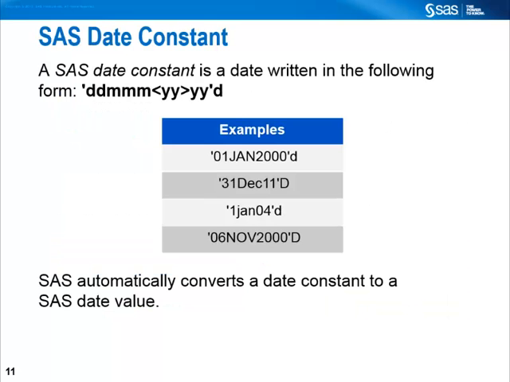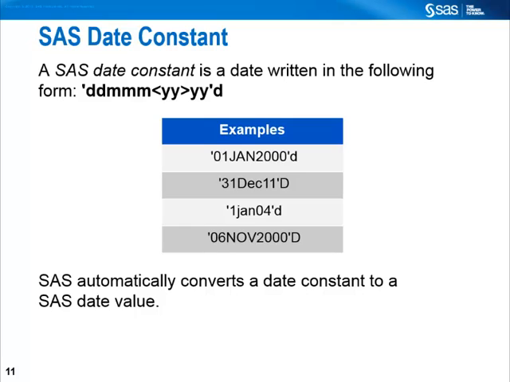SAS date constant. This seems to be confusing a lot of times, so you need to take care of this topic very carefully. A SAS date constant is a date written in the following form only. That is the day, then the first 3 letters of the name of the month, and then the year value, which could be 2-digit or 4-digit. We cannot use MMDDYY formats like the numeric ones, like 010119 1960. Those formats will not be used. So a date constant should always be DD MMM YY or YYYY.